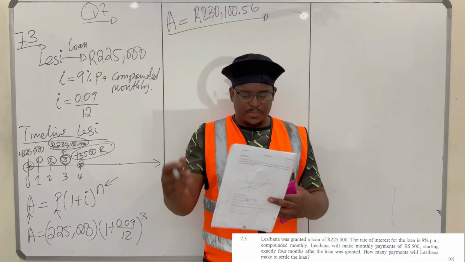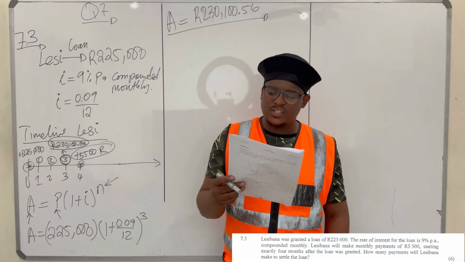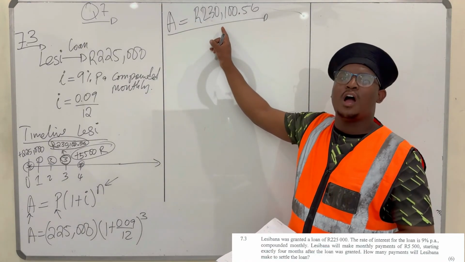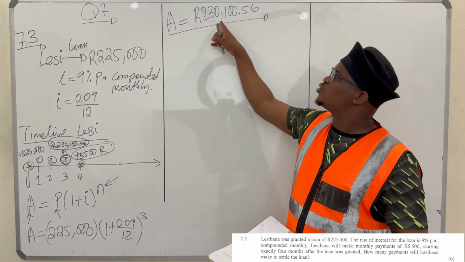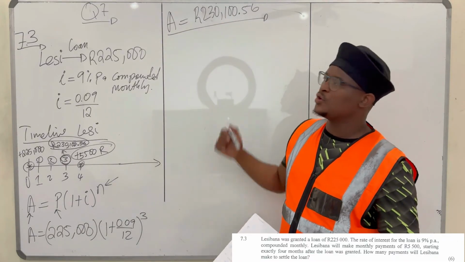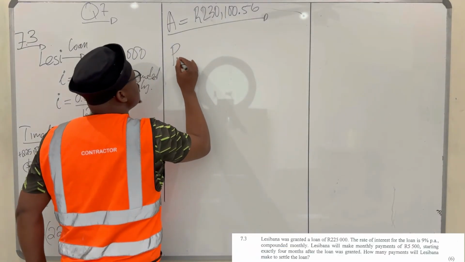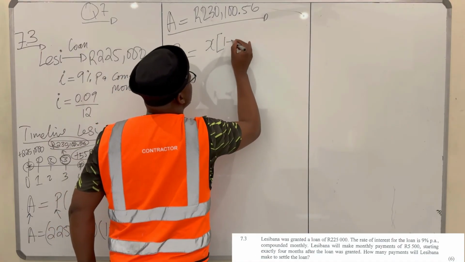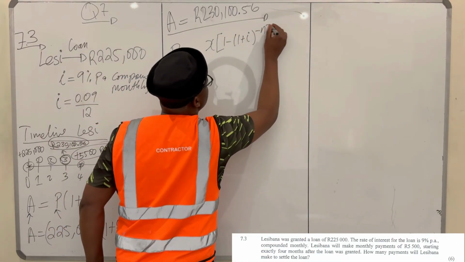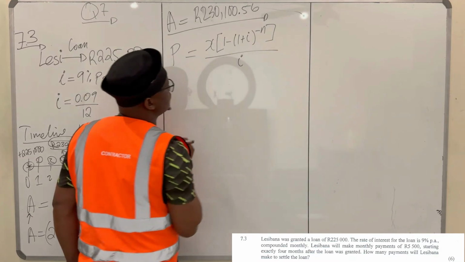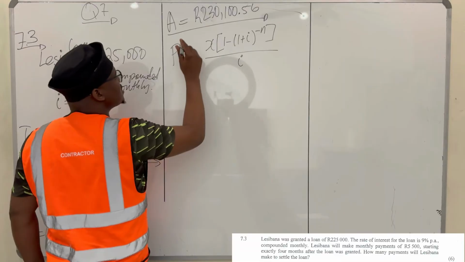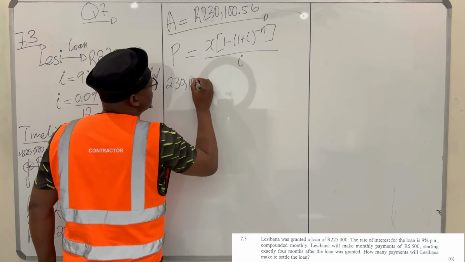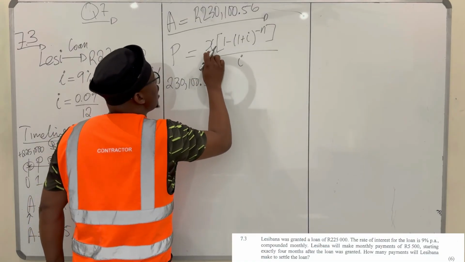What were they asking us in the first place? They were asking, how many payments will Lacey make to settle the loan? Which means, how long will it take her? How many payments will she have to make to settle this loan? The present value of the loan is equal to x into (1 minus (1 plus i) raised negative n), all divided by i. The present value of the loan, which is the balance of the loan, is 230,000.156 rands.